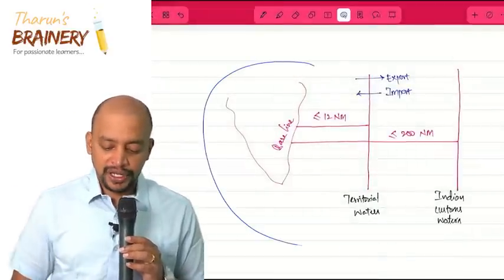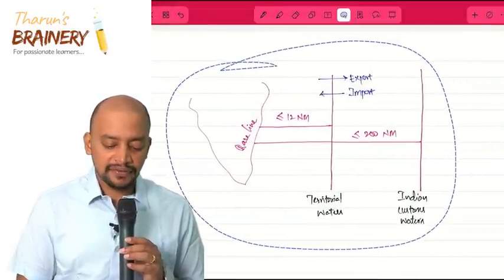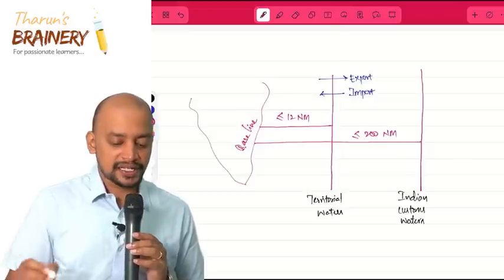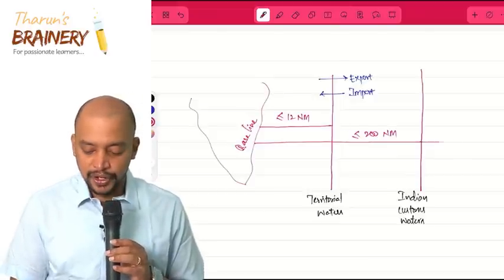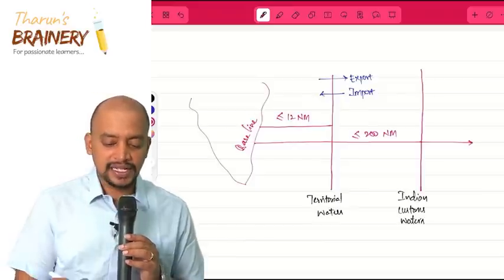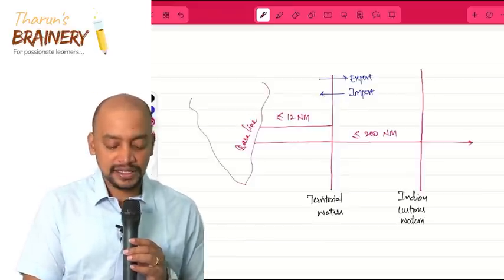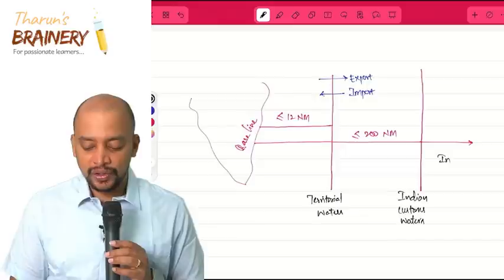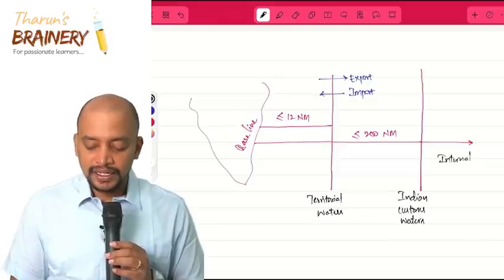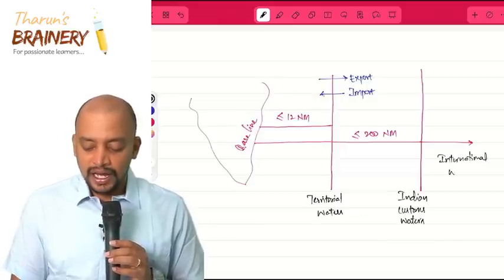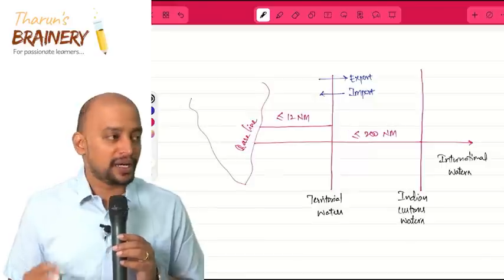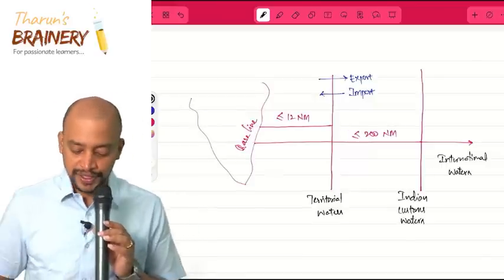So the area beyond this, we don't have any applicability of the Customs Act. That is, the area beyond this is known as high seas, and this high seas is called international waters. And in these international waters, the law of India will not be applicable. Okay, that is with respect to this.